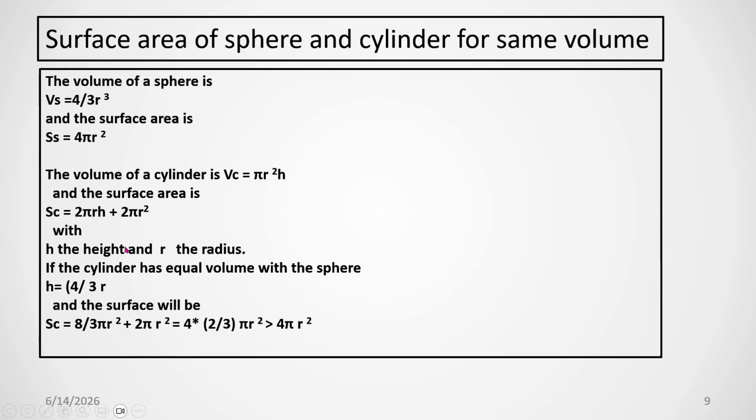And here you see the cylindrical tank or pressure vessel. It is 4 into 2/3 pi r square, that is greater than 4 pi r square. That is 4 pi r square. That's why the surface area of spheres is less compared to any other vessels.